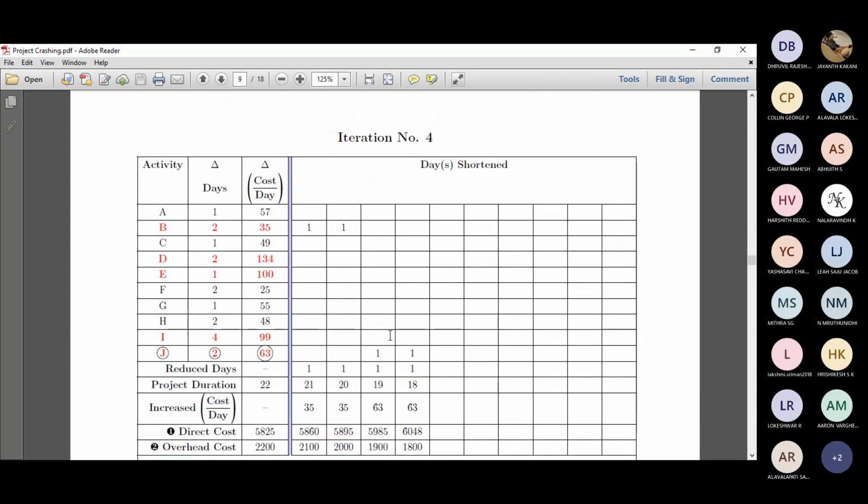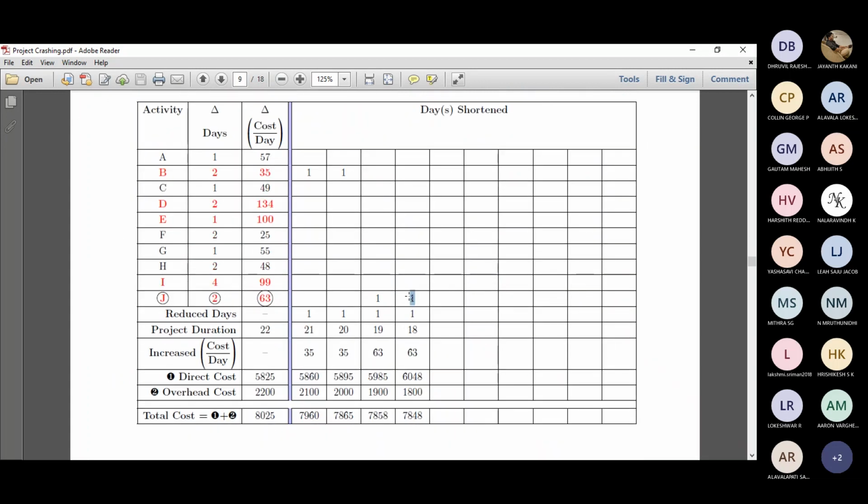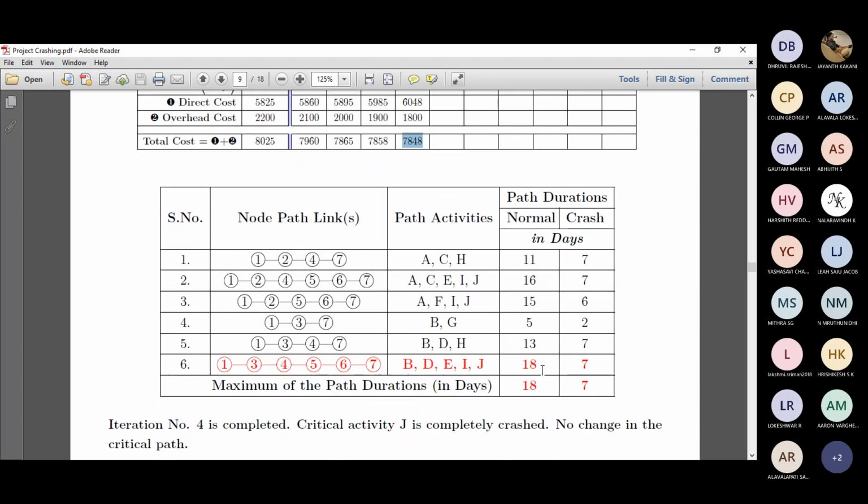And then we'll continue the iteration. Another reduction is possible here. So I reduce it 1 day and the process remains the same. It is actually 4. 22 minus 4 is 18. The cost slope is 63 and here is 63. 5895 plus 63 is 6048, plus 18 into 100 is 1800, and this will become 7848. And when you look at it, this is still critical. But if you look here, 16 and 15 are almost nearing the critical path. So that's why we need to keep a check on these things.